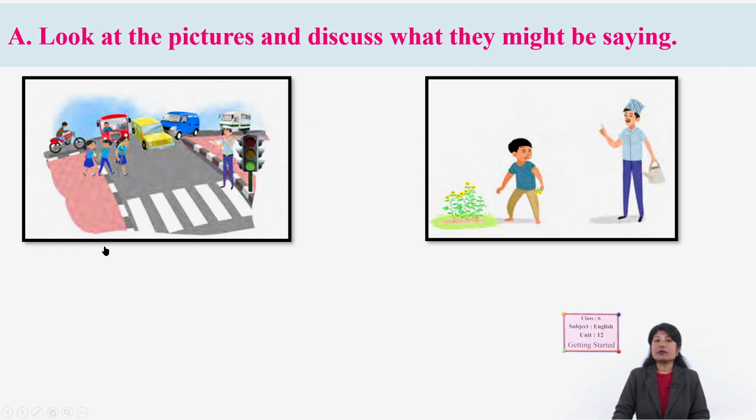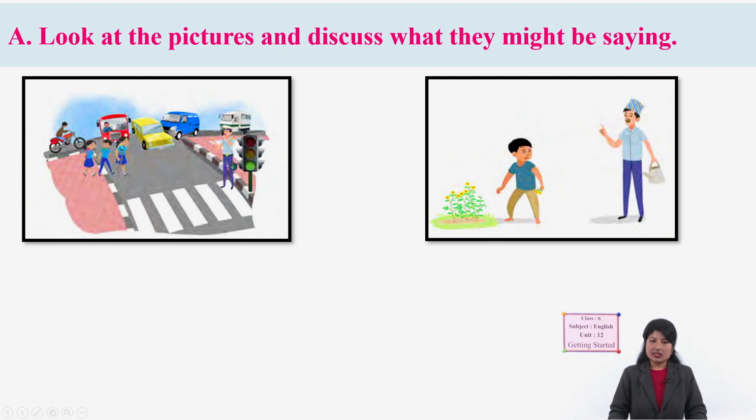Let's talk about picture number one, first picture. In this first picture, what's going on? What is this picture of? Obviously, this is the picture of a road where we can see many vehicles moving. What are these white lines drawn on the road called? Yes, this is called zebra crossing, right?